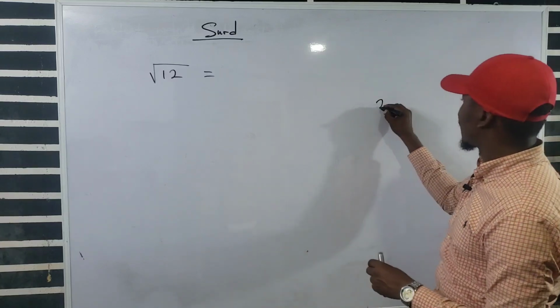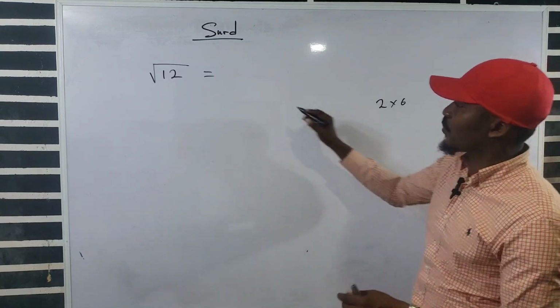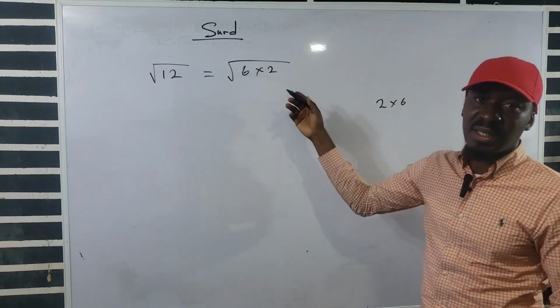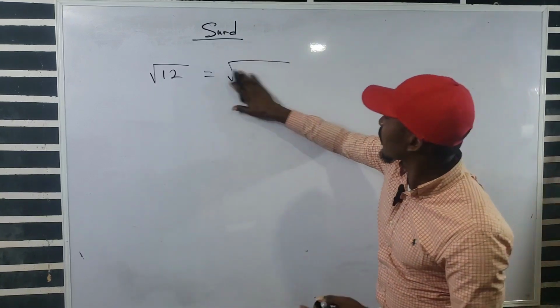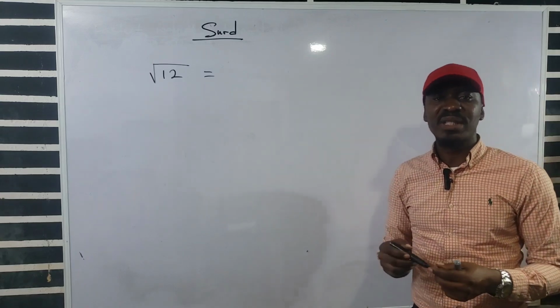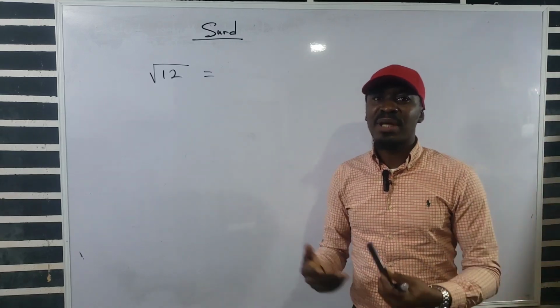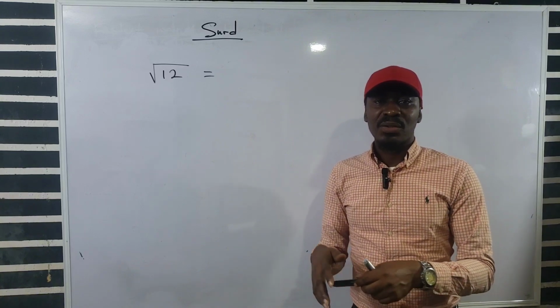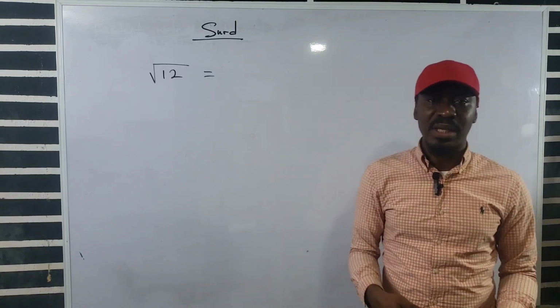Of course, 2 times 6 will give us 12. Can we just put square root of 2 times 6? No. In as much as 2 times 6 will give us 12, there's nothing you can actually do in that square root of 2 and square root of 6.